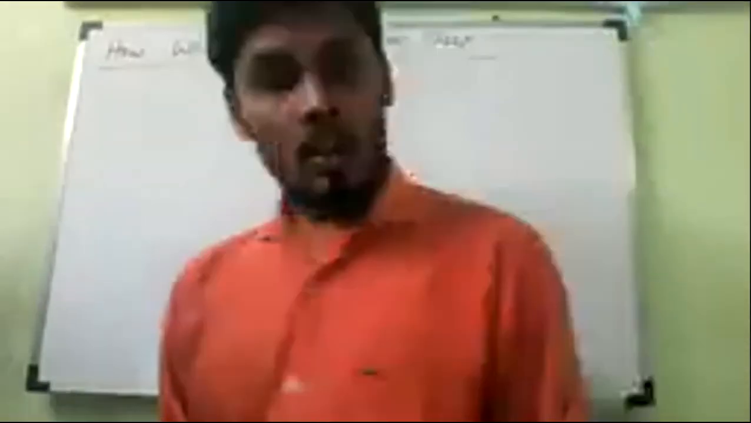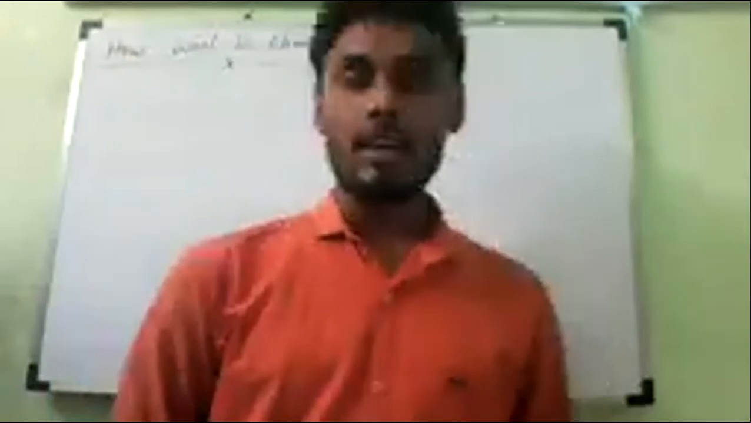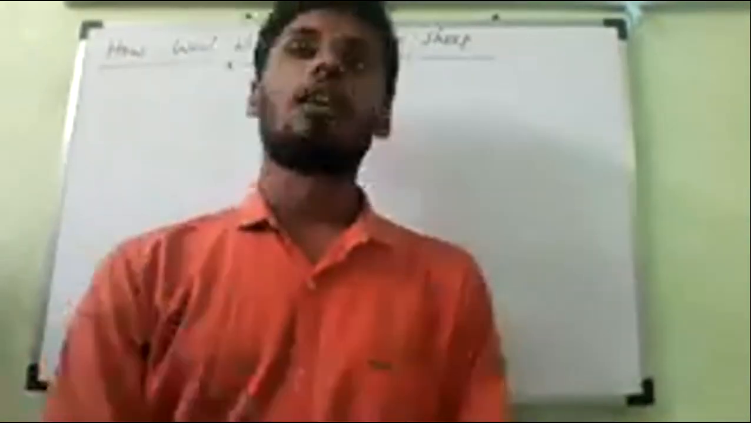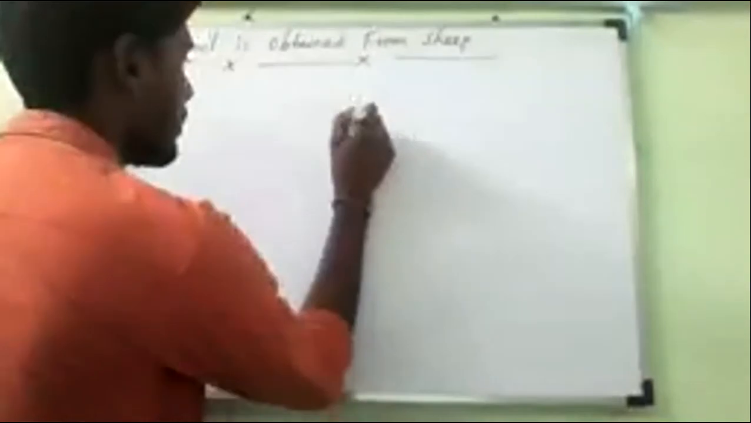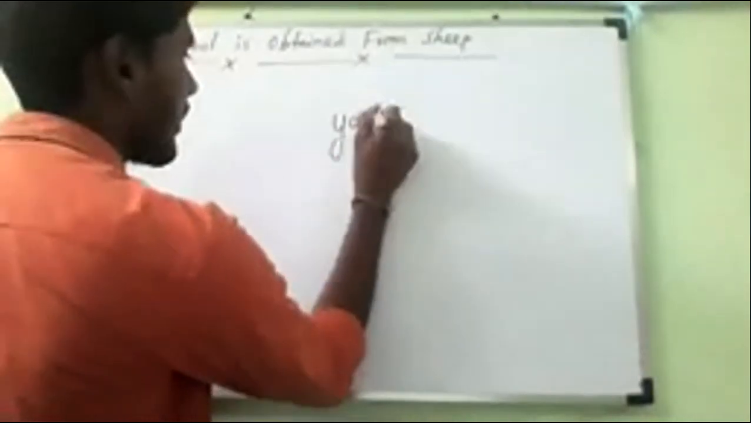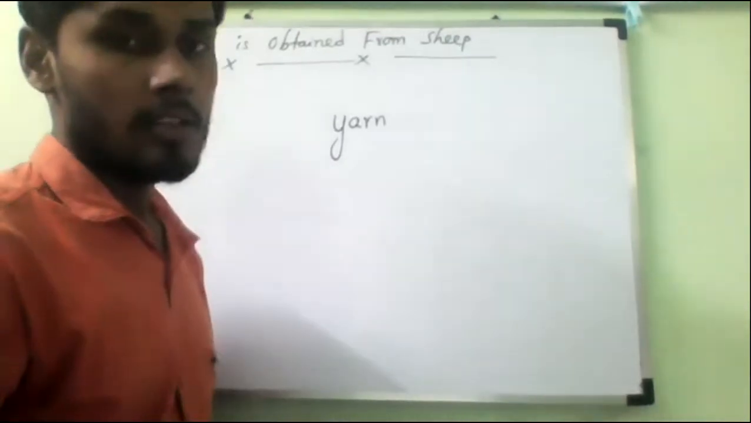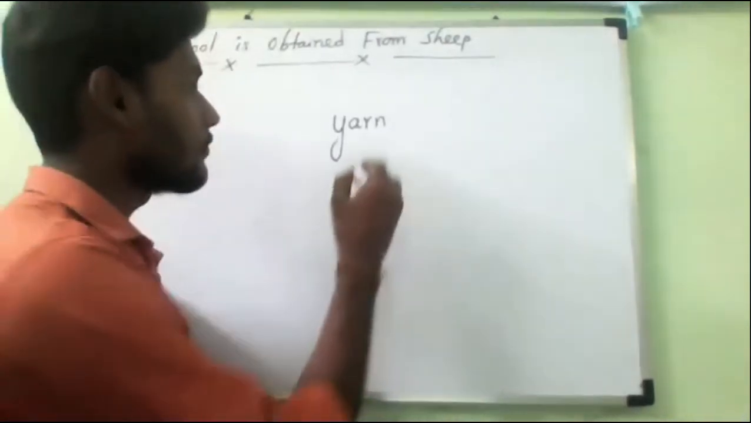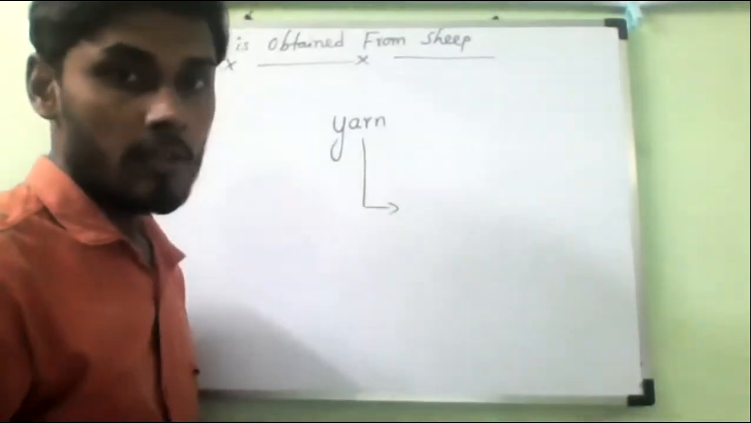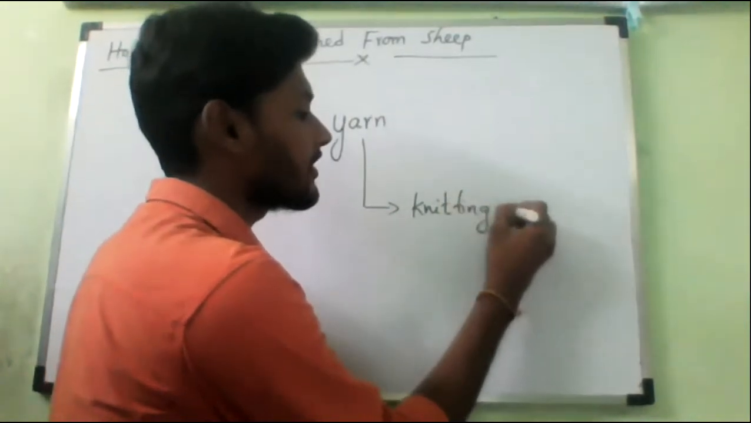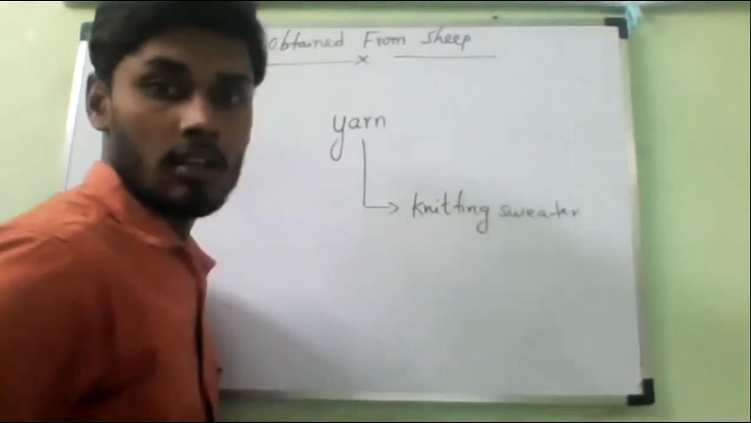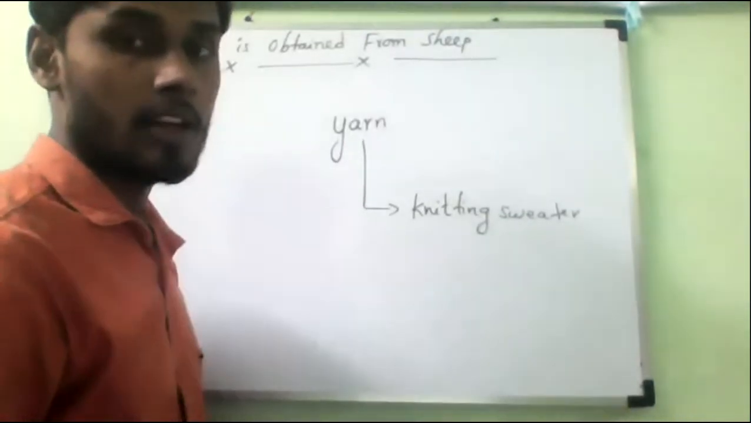Now, how wool is obtained from sheep: after shearing, that hair goes for some chemical treatment. Later we make a thread-like structure. That is what we call yarn. What should we call it? Yarn. With this yarn, we are knitting sweaters and weaving shawls, etc.